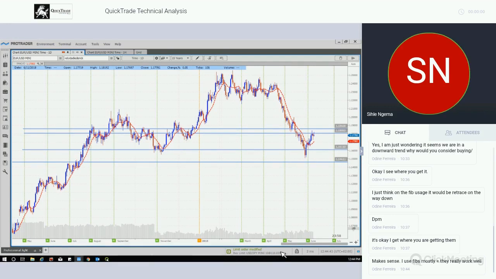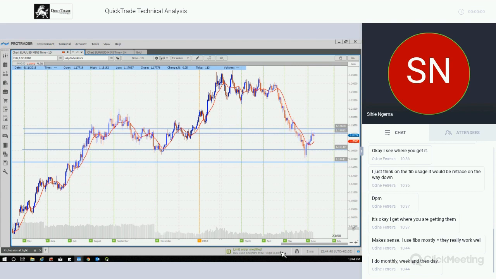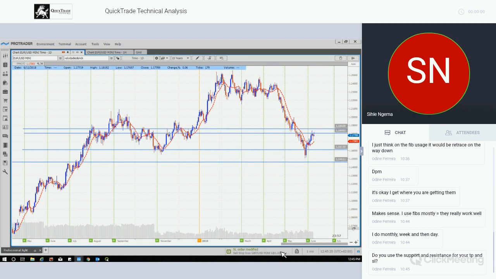If you use FIBs mostly and they work, you can actually try using FIBs together with these support and resistance levels. That's perfect, Odin. I think you can do very well if you do that. Relying on FIBs alone, I don't think that's a reliable way of trading. But if you can get support and resistance levels, including your trend lines on your charts, I think you can do well.